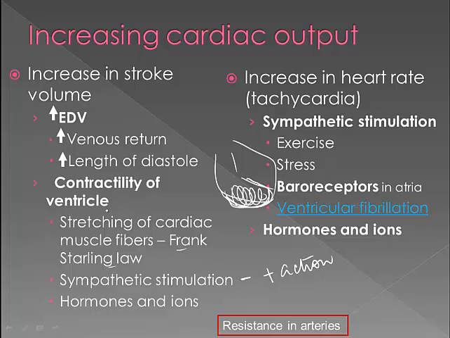If it contracts more strongly, it's able to squeeze the ventricle better, and automatically the stroke volume will increase. Then we have certain hormones and ions. Epinephrine and norepinephrine are important, and they help again. They act very much like the sympathetic nervous system. And calcium ions are also important in helping to make the contraction of the heart better.